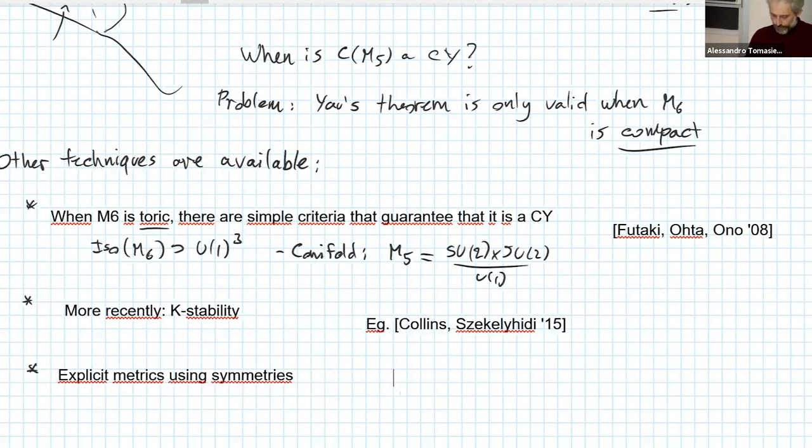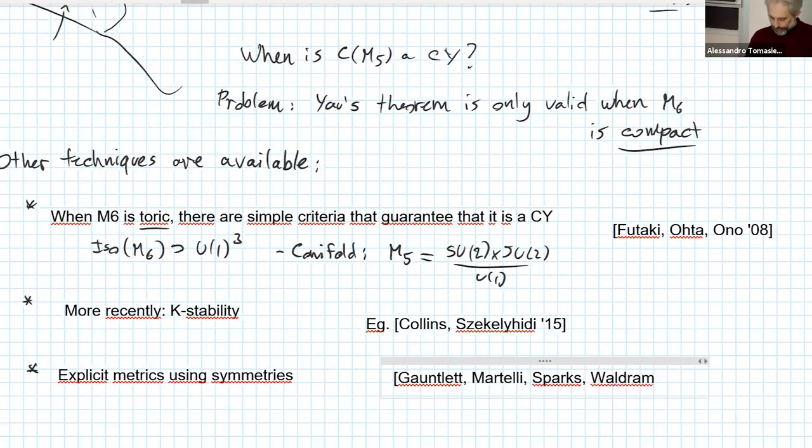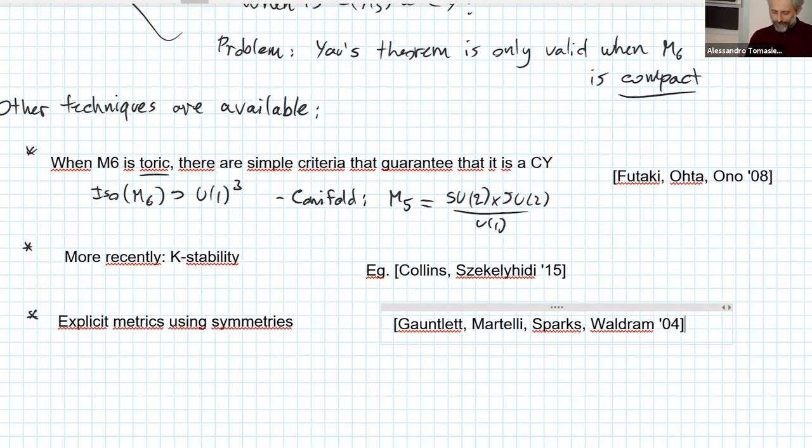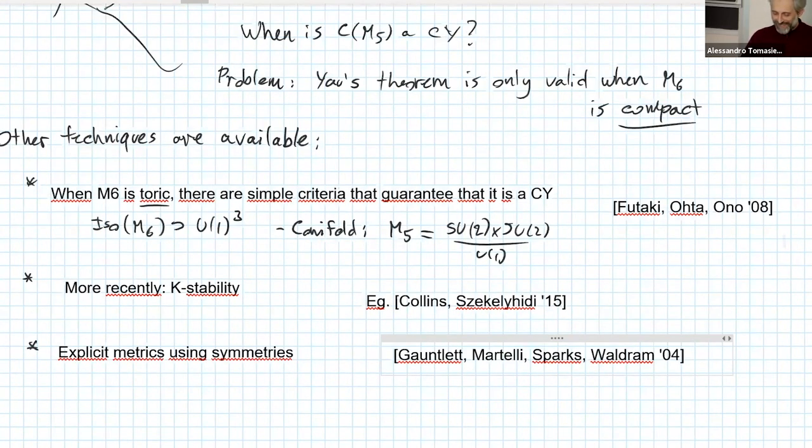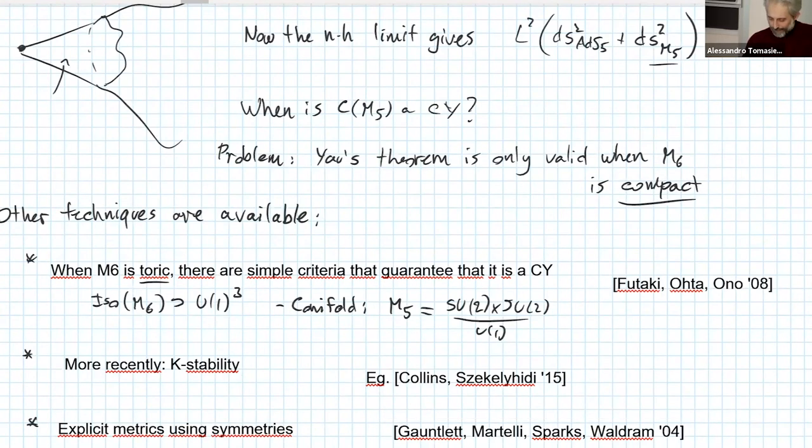For example, this, which is slightly older, still in this century. Well, the list could go on, but these are the main ideas. By the way, I didn't say that by definition, when the cone over M5 is a Calabi-Yau, M5 is called Sasaki-Einstein.